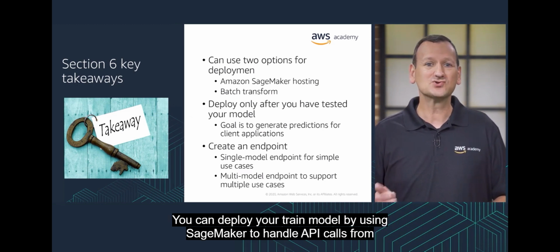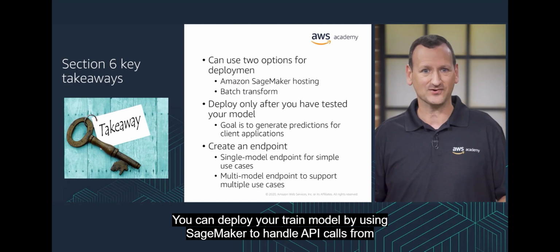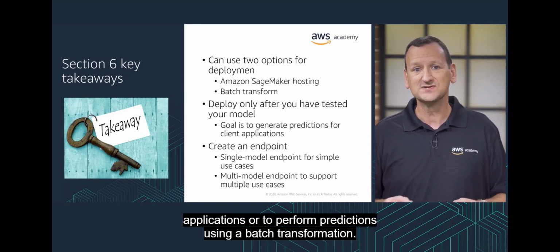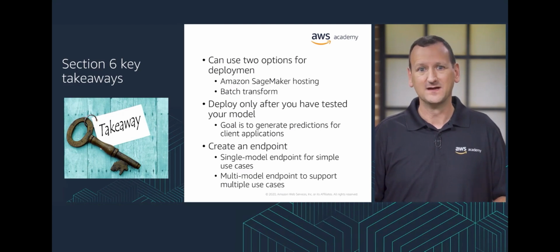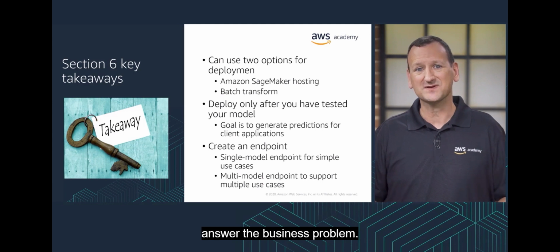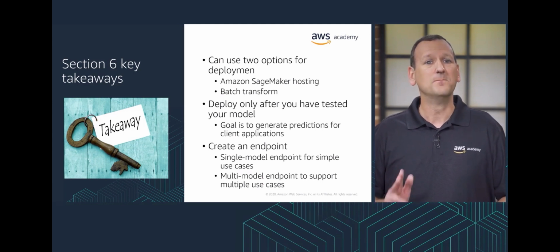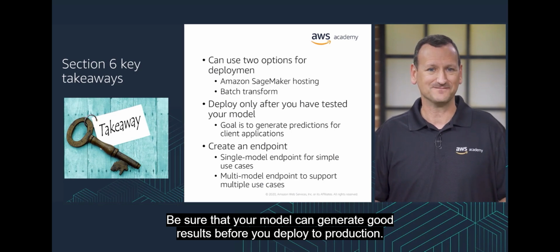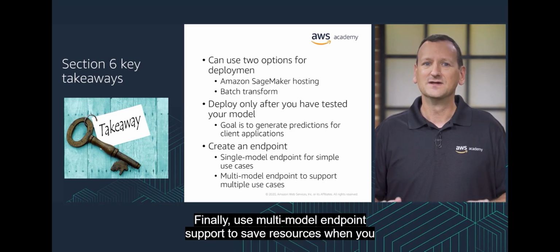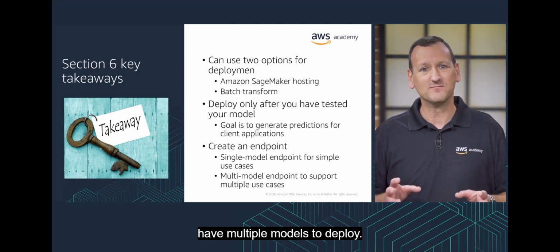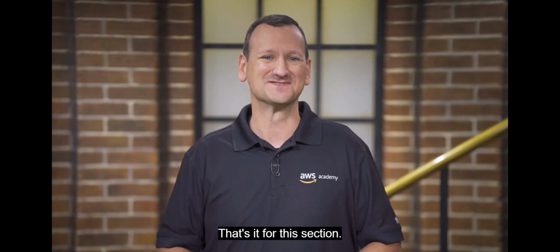You can deploy your trained model by using SageMaker to handle API calls from applications or to perform predictions using a batch transformation. The goal of your model is to generate predictions to answer the business problem. Be sure that your model can generate good results before you deploy to production. Finally, use multi-model endpoint support to save resources when you have multiple models to deploy. That's it for this section. We'll see you in the next video.